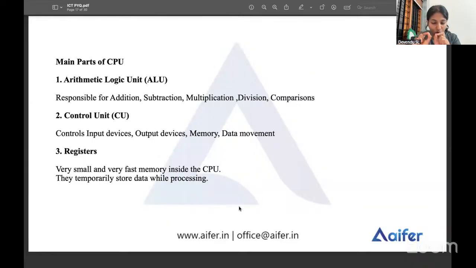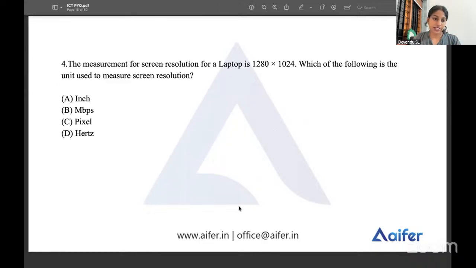Registers are a small secondary memory attached within the CPU. They temporarily store data while processing. When we are running a program, they temporarily store the needed data. It is a very small and very fast memory inside the CPU, but even though it is inside the CPU, it is also called secondary memory, as they temporarily store data while processing. So that's about the CPU. We can go to the next question.